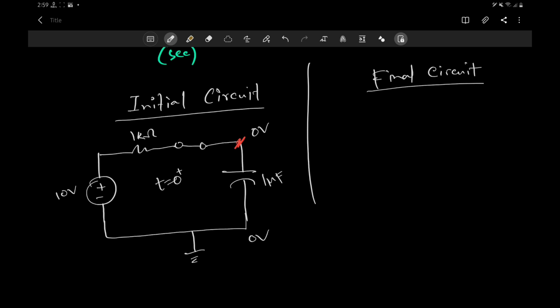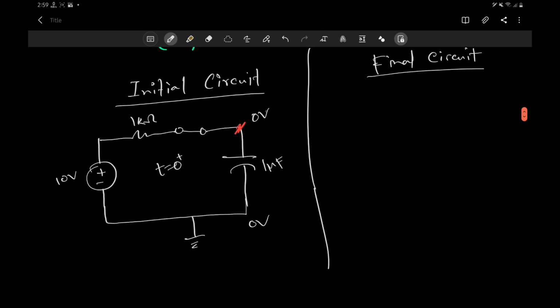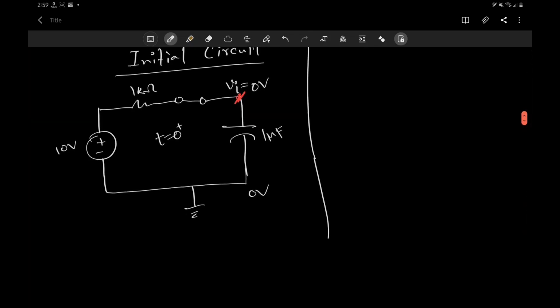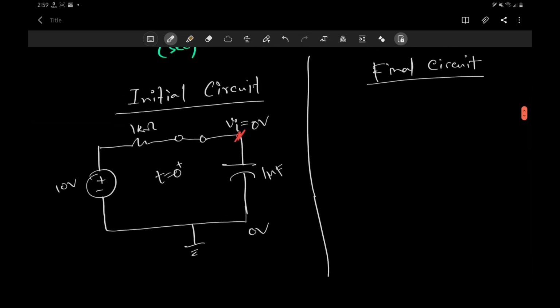So the voltage will increase at a very slow rate, and at the very start you will have 0 volt there. Okay, so this is actually your VI. This is your initial voltage, the voltage we were worried about, and this is the initial circuit, so this is your VI. So this is just VI equals 0. That's all you need from this circuit.